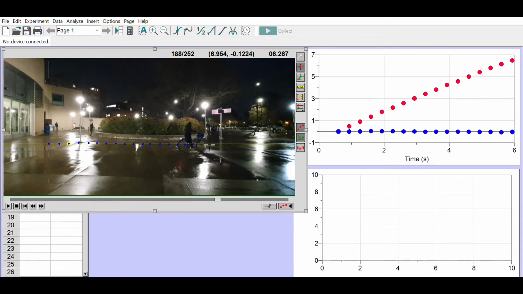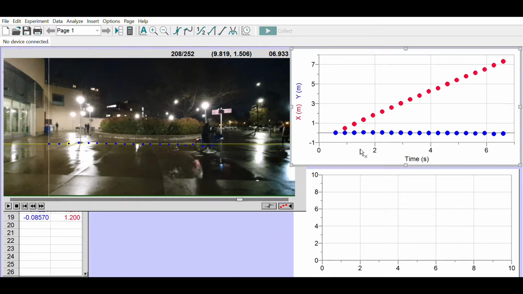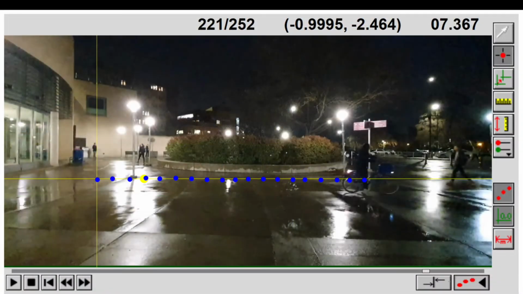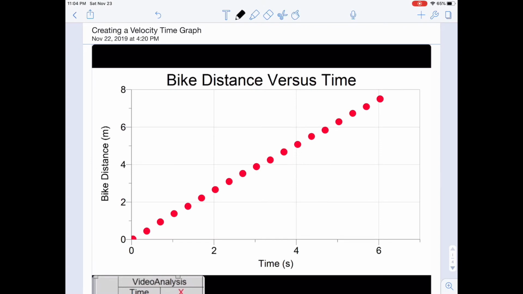The graph on the right shows both x and y distance, but for the purposes of this demonstration, we will be concerned with only the x position. The graph is shown here. Here is the analyzed video showing the recorded data points. Here is the final position time graph. We have the data points made by the Logger Pro software.